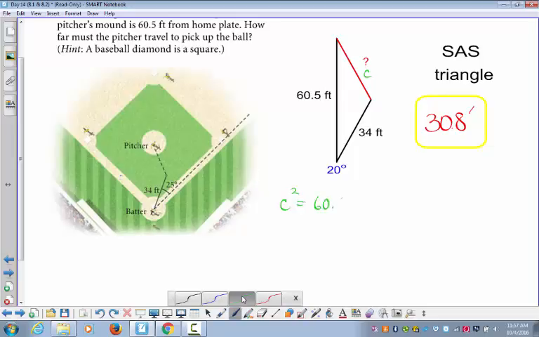So we would do 60.5 squared plus 34 squared minus 2 times 60.5 times 34 times cosine of the angle opposite, which is 20 degrees. So we just have to type that in. And remember that when you type all that in, you then have to take the square root of that to get to your final answer. So when you type all that in, you get a big old number, and then you take the square root of that big old number.